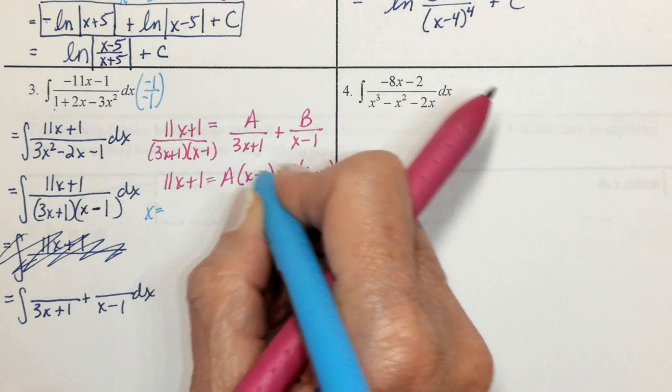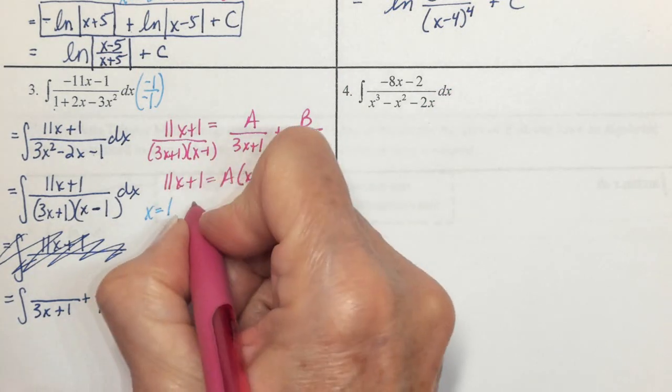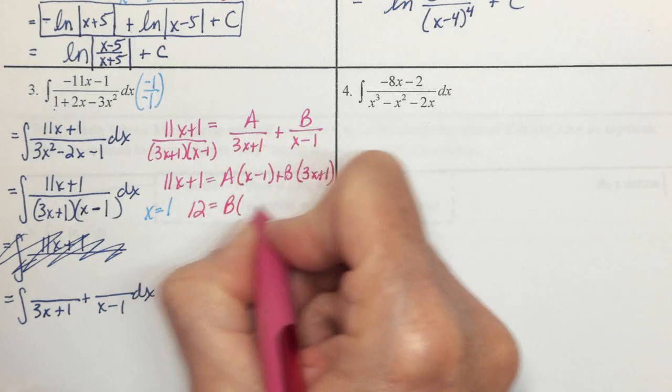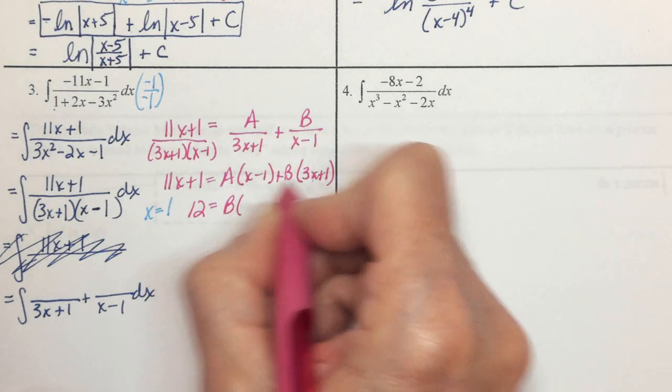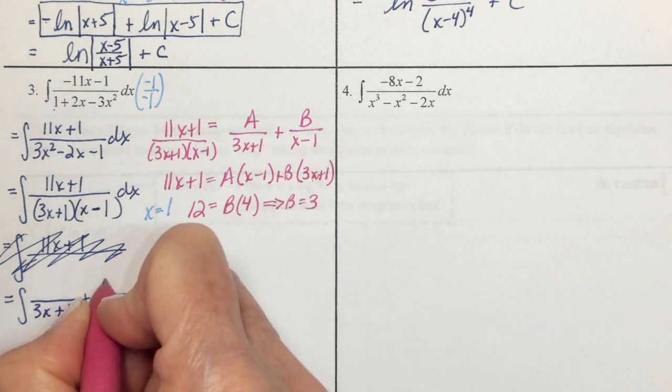I'm going to start with letting x be 1. If I do that, on the left-hand side, I'm going to have 12 is equal to 0 plus b times 3 plus 1, which is 4. That gives me that b is 3. So b is 3.